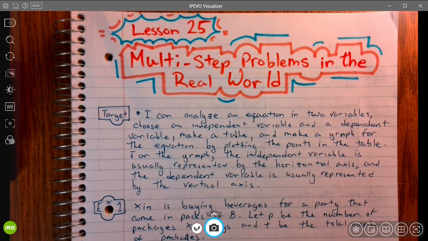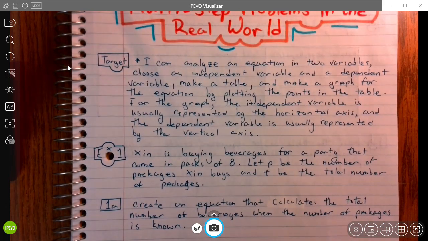For the graph, the independent variable is usually represented by the horizontal axis, or the x-axis, and the dependent variable is usually represented by the vertical axis or the y-axis. Okay, so example number 1 says Zin is buying beverages for a party that come in packs of 8. Let P be the number of packages Zin buys, and T be the total number of beverages.